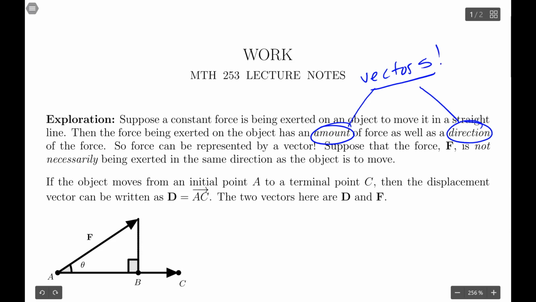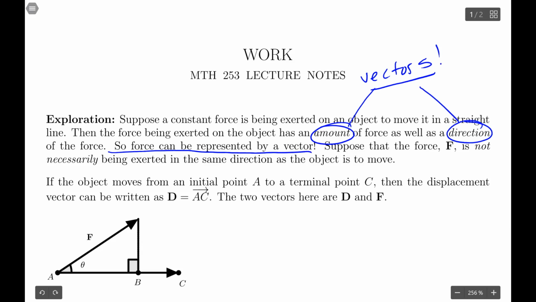Vectors are quantities that have both size and direction. In this case, size means how much of something is there. And in this case, we measure the size of the force as an amount. We'll be talking about how to measure these and what units these look like pretty soon. But for now, we just really want to notice that force has an amount as well as a direction, which means that force can be represented by a vector.